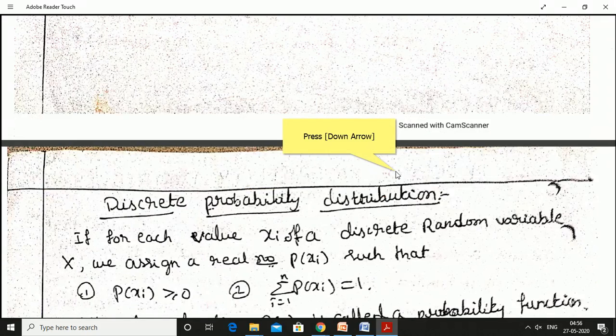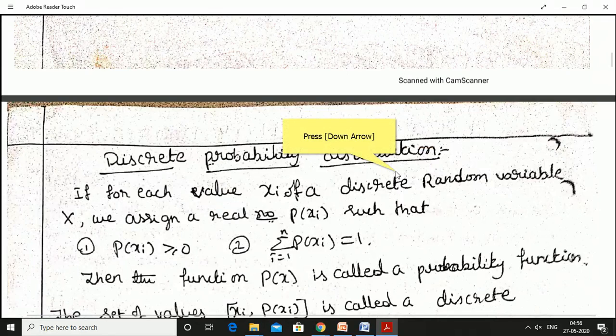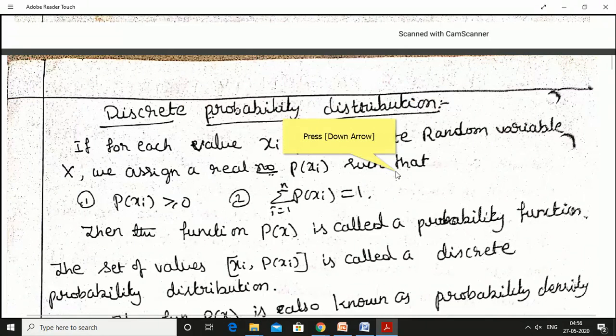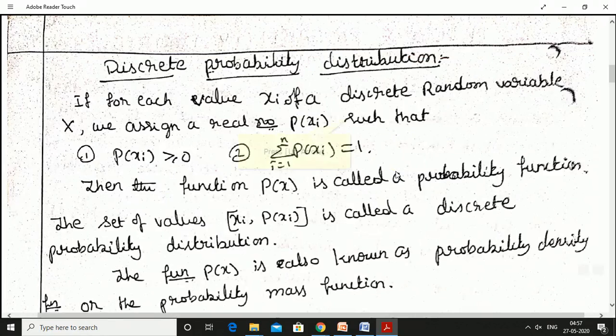Next, discrete probability distributions. Okay. To define what are discrete probability distributions, we should know what is a probability function. Okay. First, I'll define a probability function.